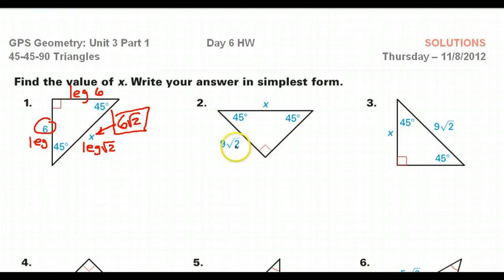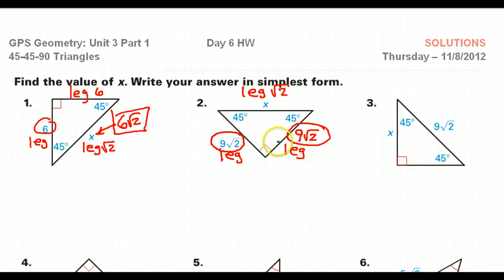Same thing for problem number 2 with a twist. Remember, it goes like this. We should have the leg, and this other leg should be the same, and then this should be leg, radical 2. But look, in this case, the leg is 9 radical 2. So first of all, if one leg is 9 radical 2, then the other leg should be 9 radical 2. Okay, so there's that. Now the hypotenuse should be leg, radical 2. So be careful, because what's the leg?